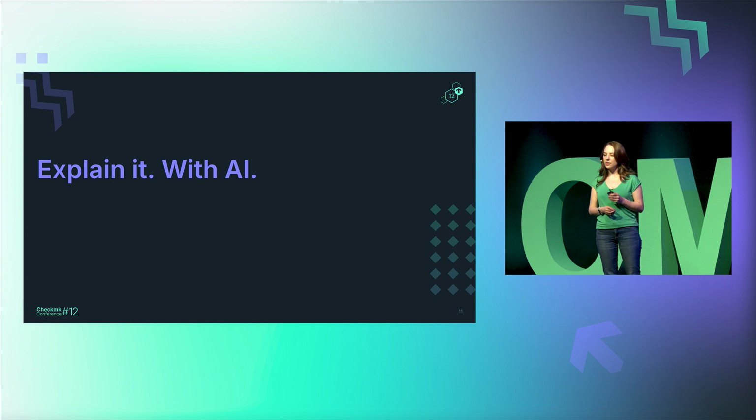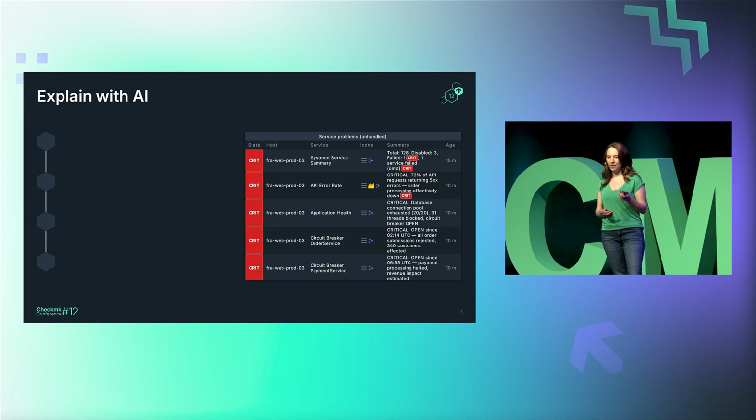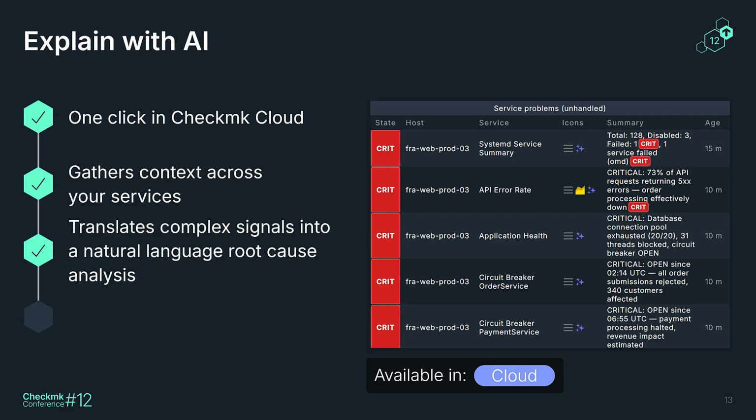But what if we could take a shorter route and get an explanation in minutes? What if AI could explain it? So today, we're introducing Explain with AI in Checkmk Cloud. It's a single-click feature that allows you to skip that detective work and go from alert to answer in minutes. It takes on the investigation for you by putting context across all your services and then giving you a summary in natural language: what went wrong, why, and what you should do next.